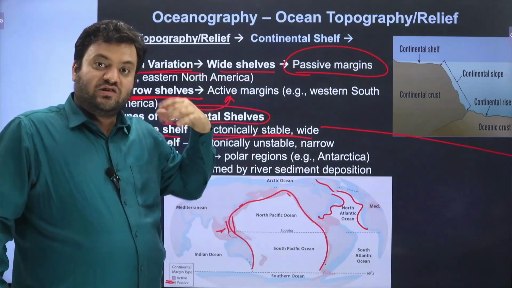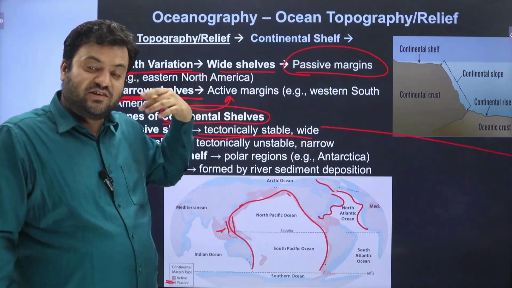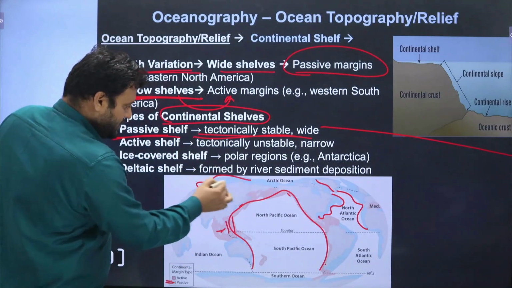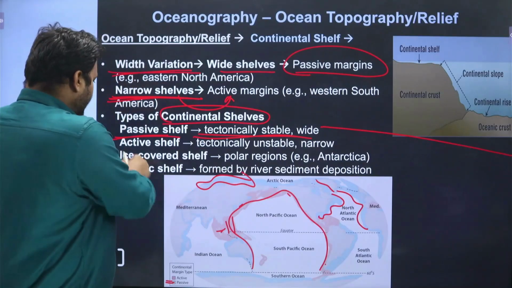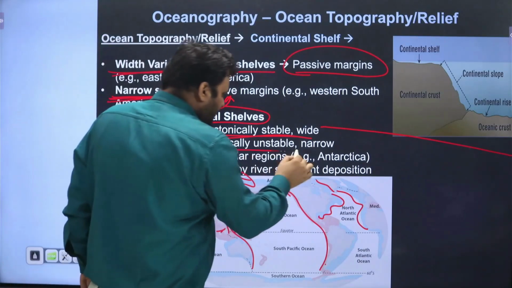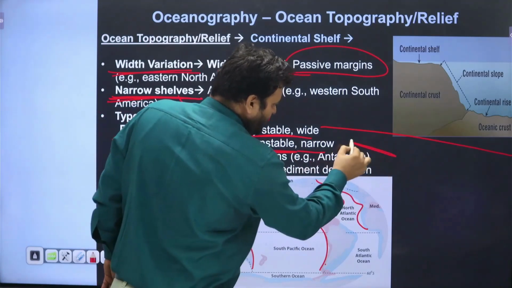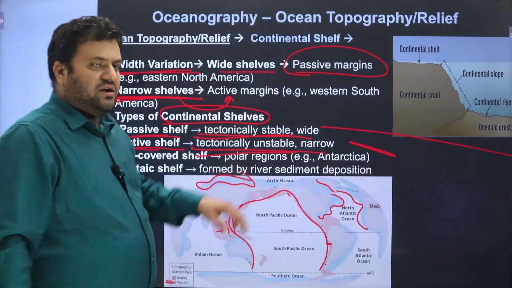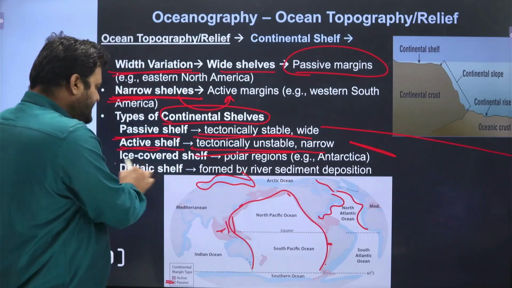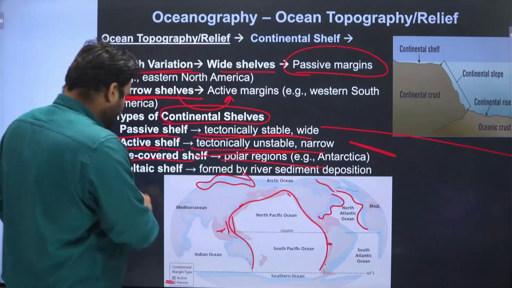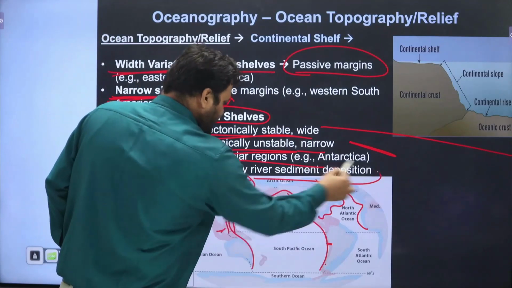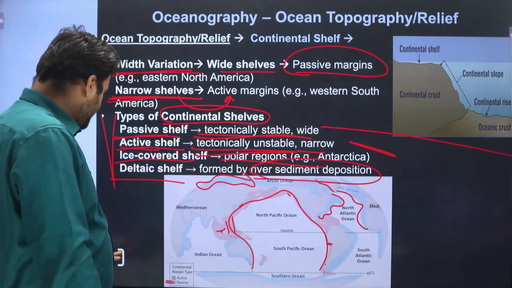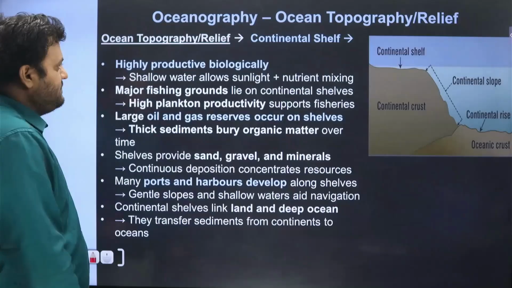Lastly, we discussed the Siberian shelf. That Siberian shelf extends up to 1500 kilometers because of these factors. Here you can see, for example, an active shelf is tectonically unstable and it will be narrow. It is narrow, here you can see 20 to 50 kilometers. That is the continental shelf. Then an ice covered shelf is there in the polar region, and you will see a delta shelf when it comes to river sediments. So these four types of continental shelf are actually observed on our Earth's surface.